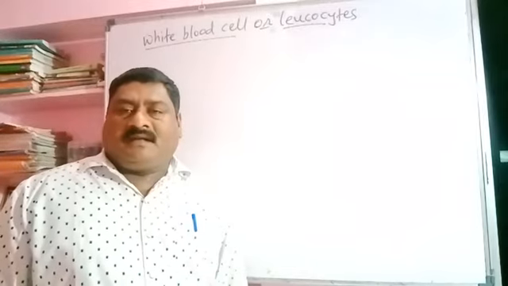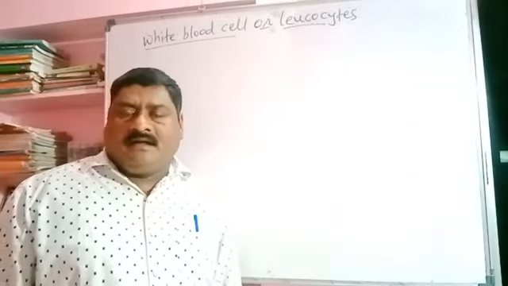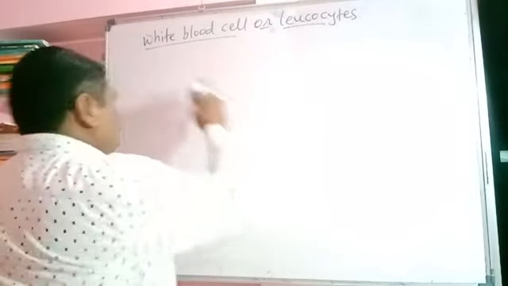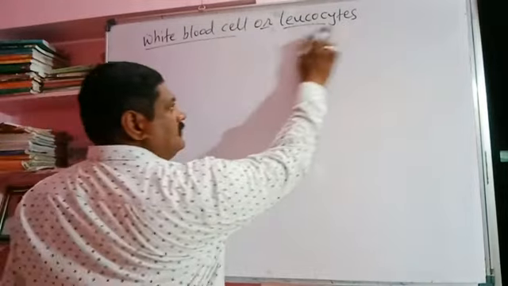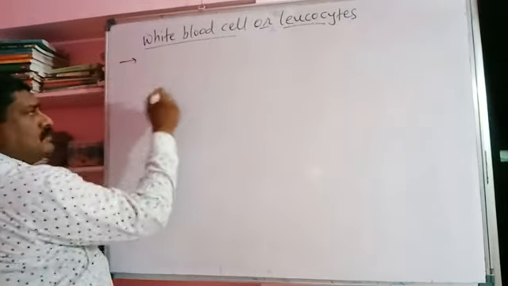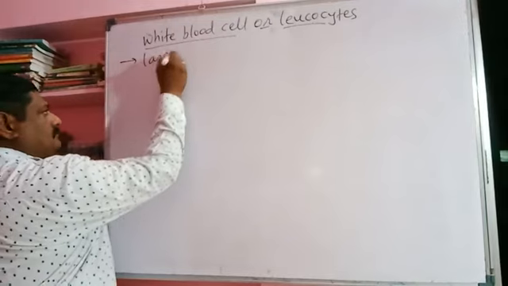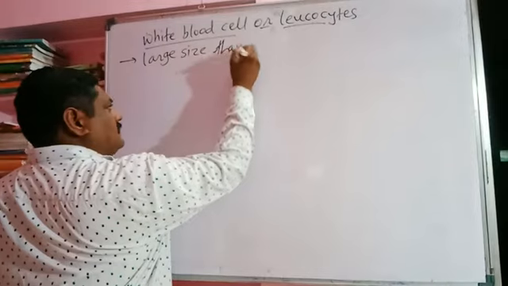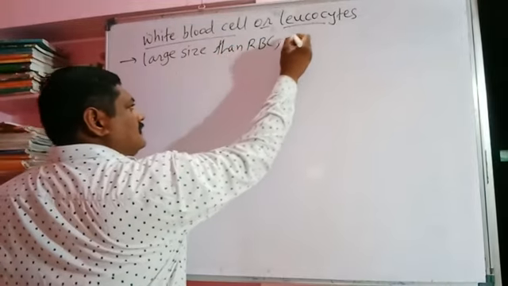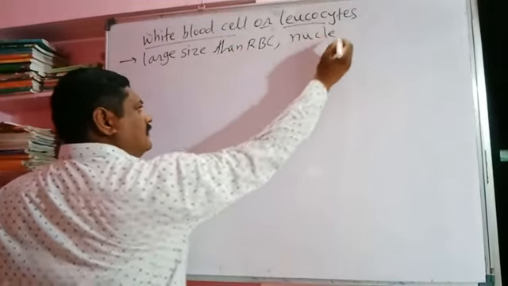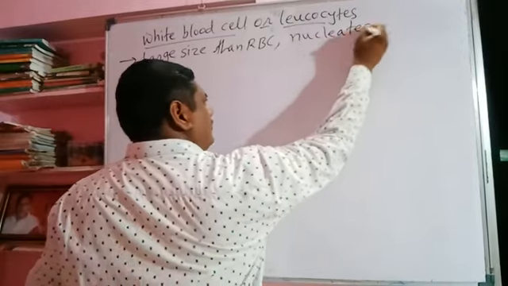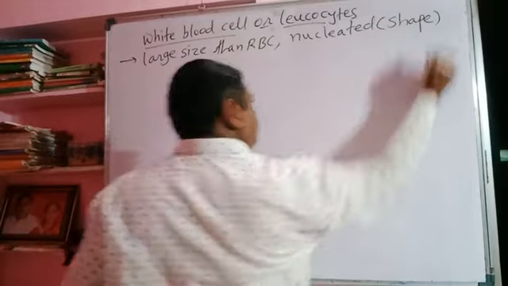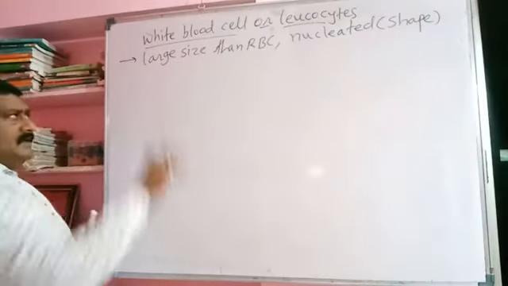Good morning, students. In the last lecture, we discussed the red blood corpuscles, erythrocytes. Now today we discuss white blood corpuscles, leucocytes. These leucocytes are large cells, larger than red blood corpuscles. These are nucleated cells, possessing a nucleus. The nucleus shows different shape and size. The size of the nucleus varies in different WBCs.